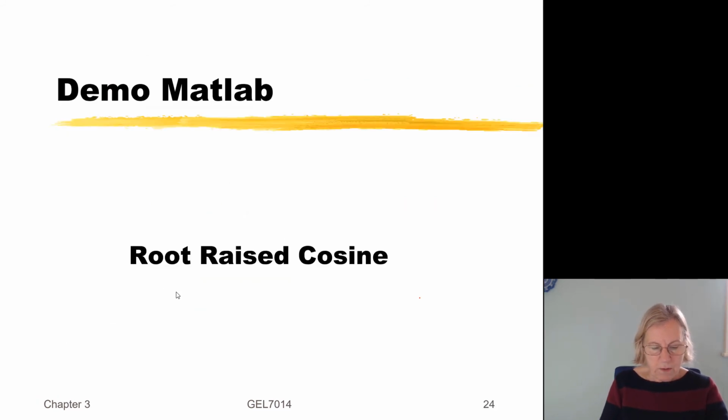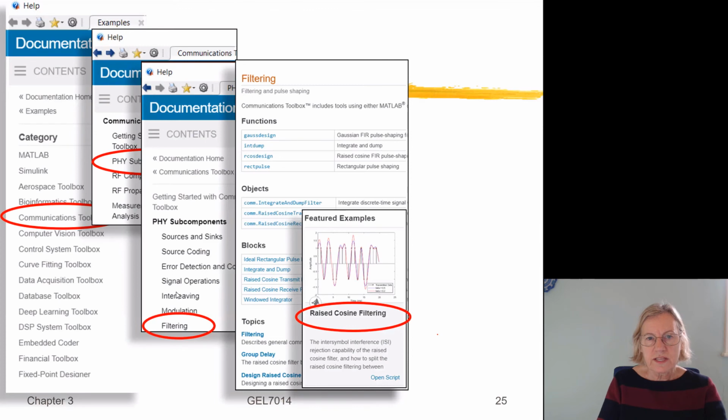So now I'd like to go through a demo in Matlab on root raised cosine. You can do the demonstration yourself if you follow this sequence. If you go into Matlab and look at the communications toolbox demonstration, and you look at the physical subsystems, subcomponents, and you look at filtering, and then on the filtering topic you can look at raised cosine filtering. So they have a very nice tutorial where you can see them generating all these pulses.